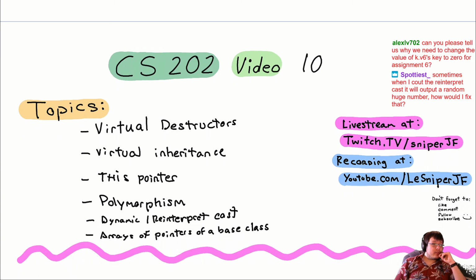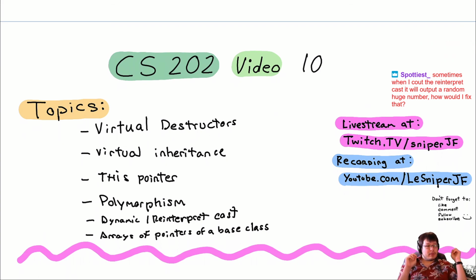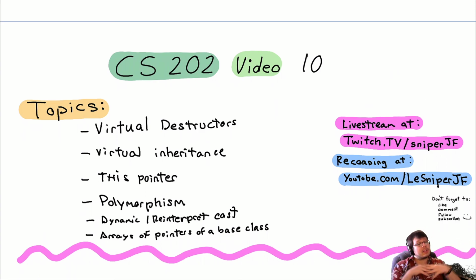Can you please tell us why we need to change the value of KV6 to 0 for assignment 6? Just to prove that you can, just kind of like I did here, that you hacked it. So it's just part of the fun, to show that not only can you read stuff, but you can also modify it. So that's why I wanted you to change it to 0 on that one.